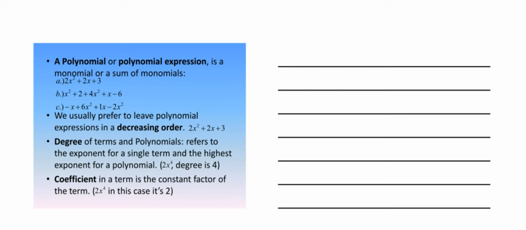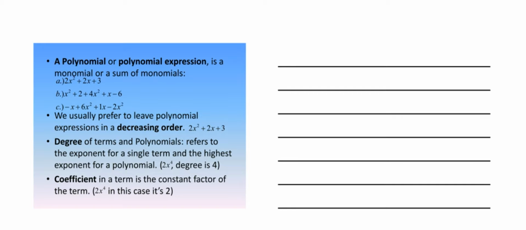So we usually prefer to leave polynomial expressions in decreasing order. For instance, 2x squared plus 2x plus 3. Notice the highest exponent comes first. So in other words, the degree comes first. Degree of a term in a polynomial refers to the exponent for a single term and the highest exponent for a polynomial. For instance, if you have 2x to the fourth, the degree is 4, the highest exponent.